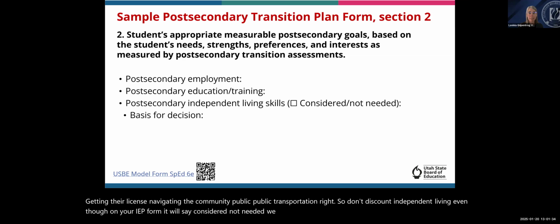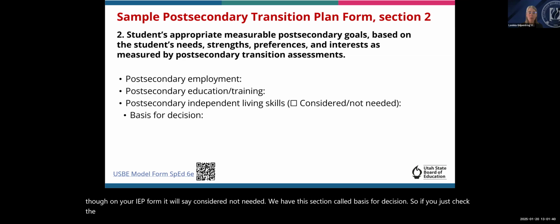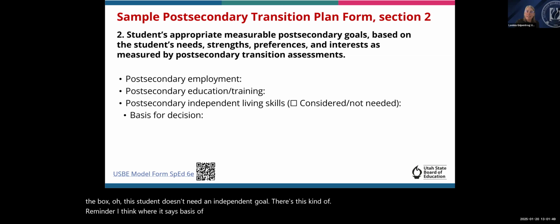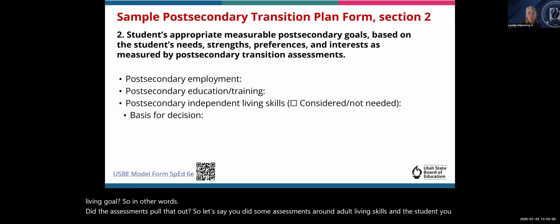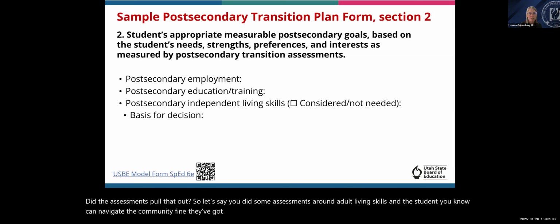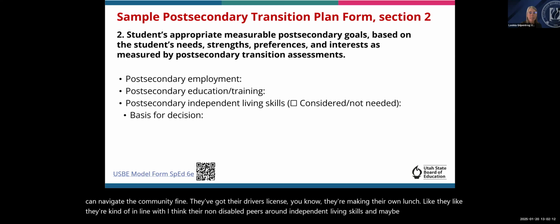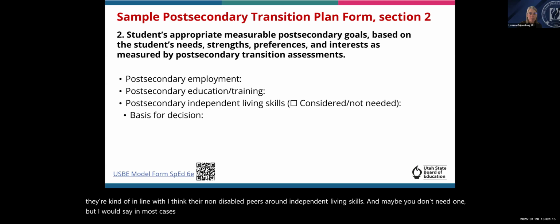We have this section called basis for decision. So if you just check the box, oh, this student doesn't need an independent living goal, there's this kind of reminder, I think, where it says basis of decision. So what led you to decide that the student doesn't need an independent living goal? In other words, did the assessments pull that out? So let's say you did some assessments around adult living skills and the student can navigate the community fine. They've got their driver's license, they're making their own lunch. They're kind of in line with, I think, their non-disabled peers around independent living skills, and maybe you don't need one. But I would say in most cases, you're going to want to write one for independent living skills.